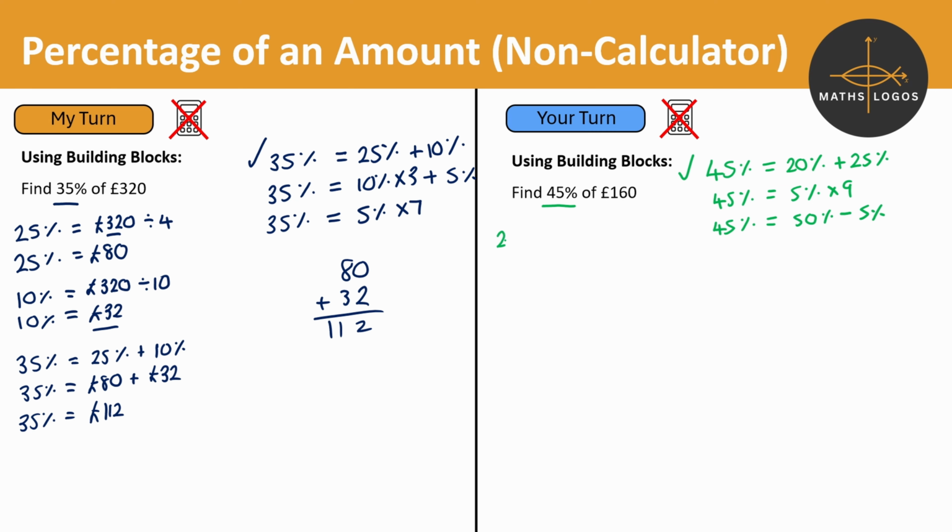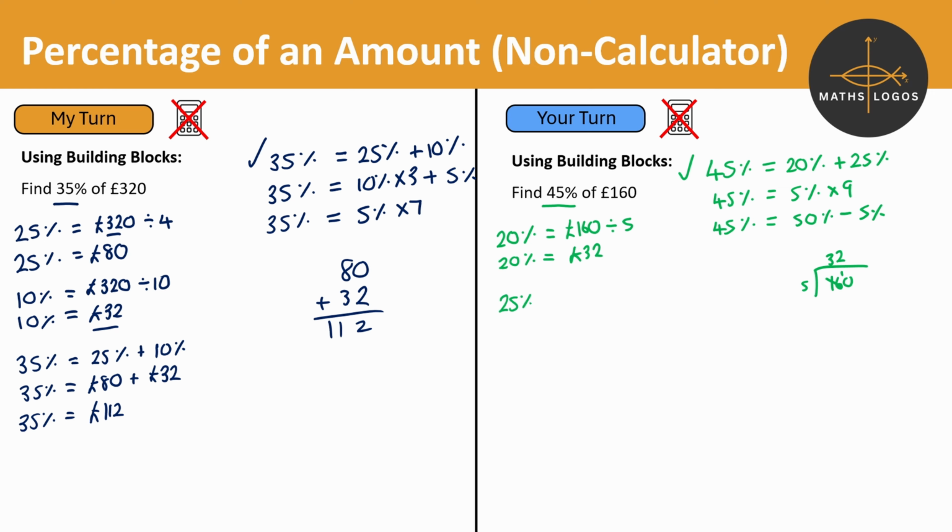So we will find 20% first. Well, to do that, we divide by 5. I'll take my 160, divide it by 5. Off to the side, I'll do that calculation very quickly. 5 goes into 16 3 times to give me 15 with 1 left over. 5 goes into 10 twice. So 20% is £32.